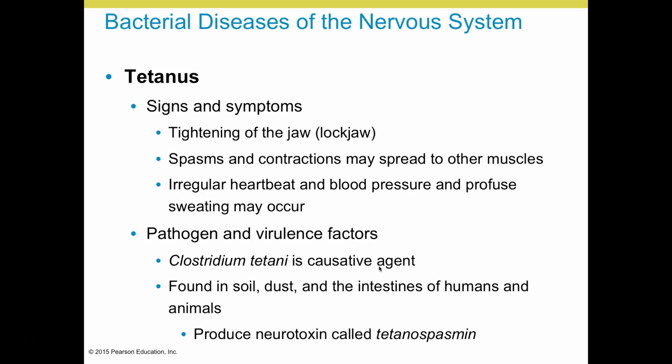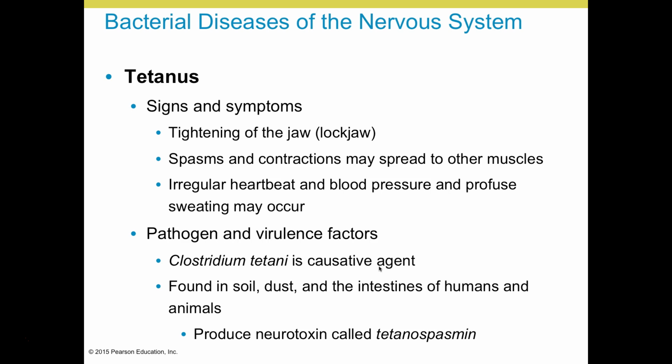The next bacterial disease of the nervous system to be discussed is tetanus. Okay, this is sort of the opposite. I mean, they're not related, but as far as the signs and symptoms of botulism versus tetanus, here you have a tightening of the jaws, but also of other joints such as your elbows. You get an irregular heartbeat and blood pressure, and this is caused by another pathogen. This is Clostridium tetani, and it's found in soil, dust, and the intestines of humans and animals.